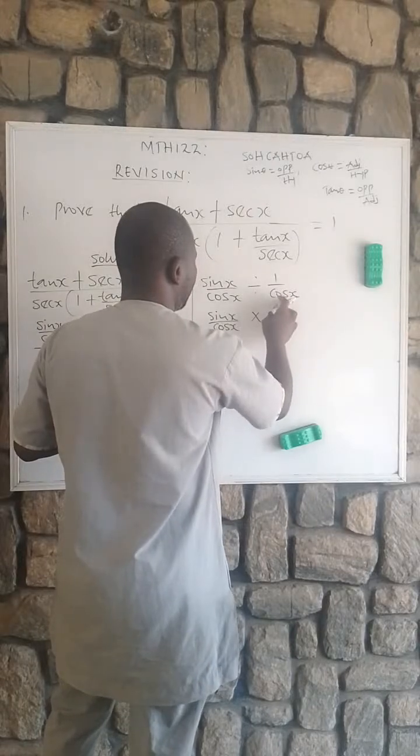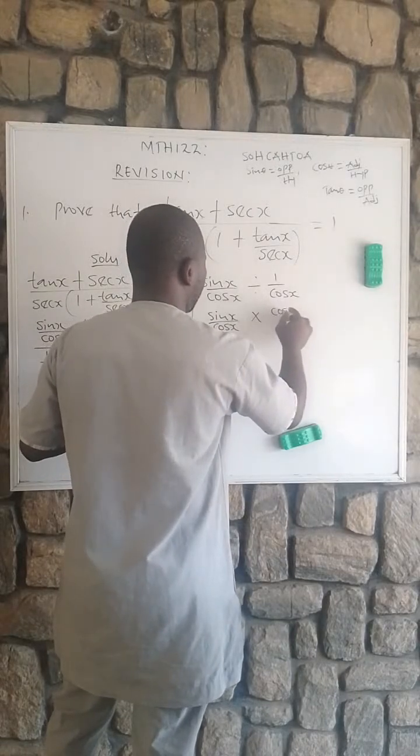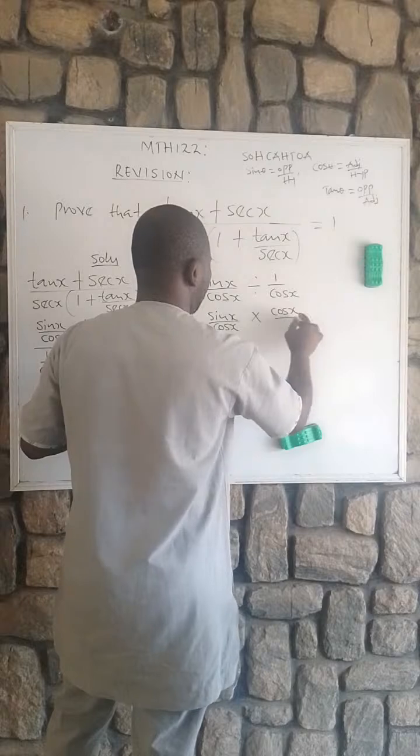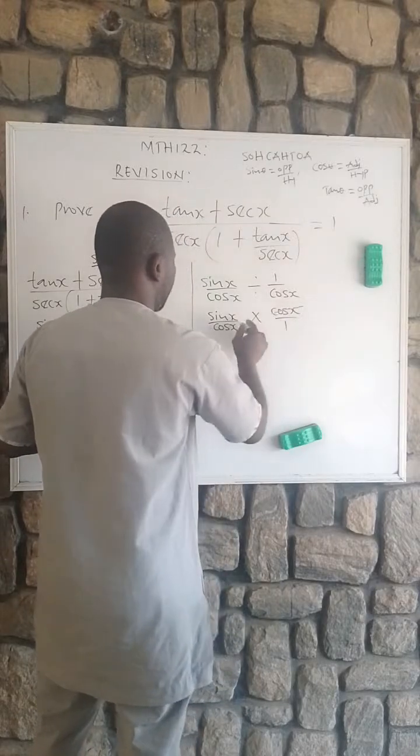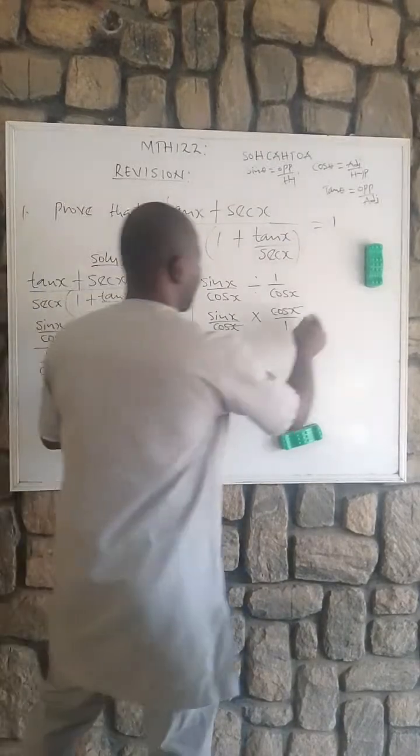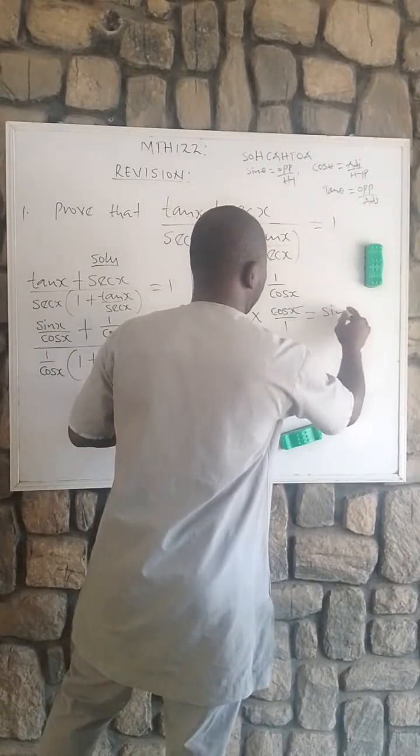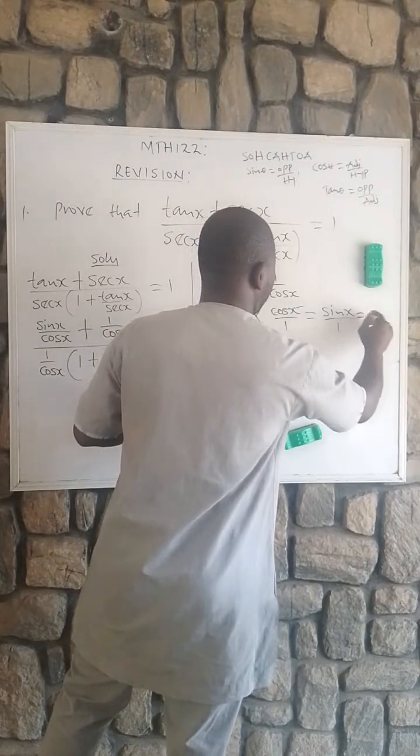And this denominator will now come up, then the numerator will now come back. So you can see that this and this will cancel to give us what? Sine x all over 1, which is the same thing as what? Sine x. True or false?